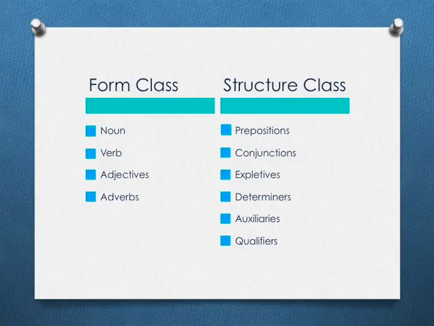To talk about the parts that make up the sentence, we could think about them in terms of classes. And there are two classes, form class and structure class. As we can see, form class includes nouns, verbs, adjectives, and adverbs, while structure class includes prepositions, conjunctions, expletives, determiners, auxiliaries, and qualifiers. I know what you're thinking. Why the hell would we do this? Well, the thing is, while we will talk about things like nouns, verbs, adjectives, and so on, thinking about them first as form class or structure class helps us think not only about what they are, but what they do.